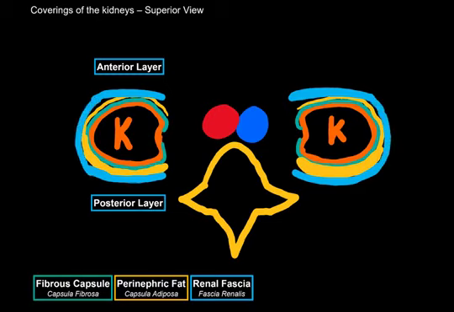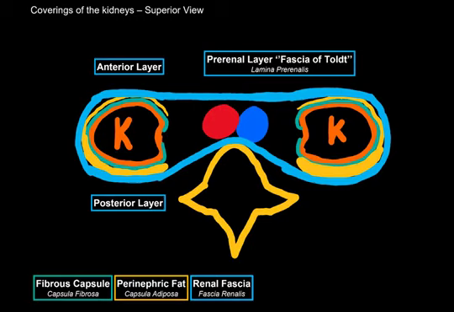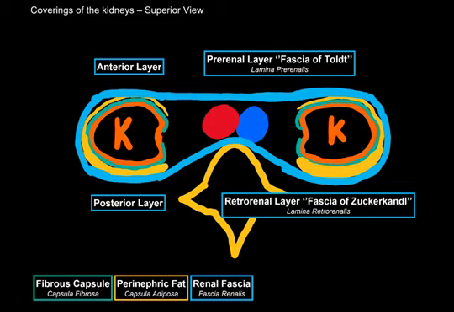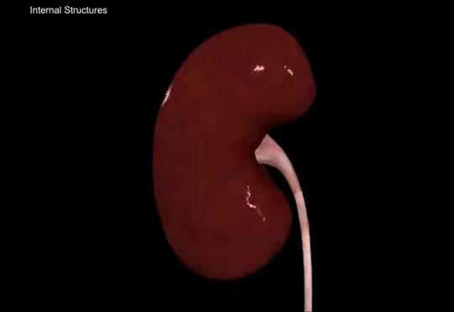Laterally, they're both going to fuse, as you see here. And then the posterior layer is going to go in front of the vertebra and fuse with it, while the anterior layer will go in front of the blood vessels and fuse with the other layer on the other side. Now the anterior layer, or the prerenal layer, is called the fascia of Toldt, while the posterior layer, or the retrorenal layer, is also called the fascia of Zuckerkandl, or however you pronounce it. And they both lie behind the peritoneum. And keep in mind that these two layers remain separated even below the kidneys, creating a space between them. So that's generally how the kidneys are covered.